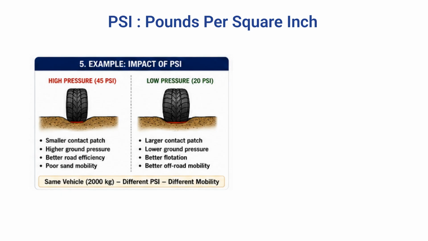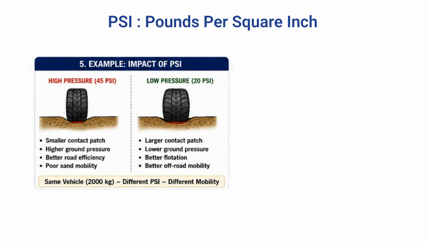This image shows how changing tyre pressure can significantly affect the mobility of the same vehicle. On the left, the tyre is inflated to 45 psi. The higher pressure makes the tyre stiffer and creates a smaller contact patch. This produces higher ground pressure and better rolling efficiency on paved roads. However, on sand or soft soil, the tyre is more likely to sink, reducing off-road mobility.